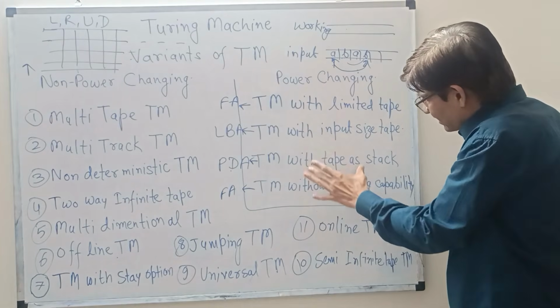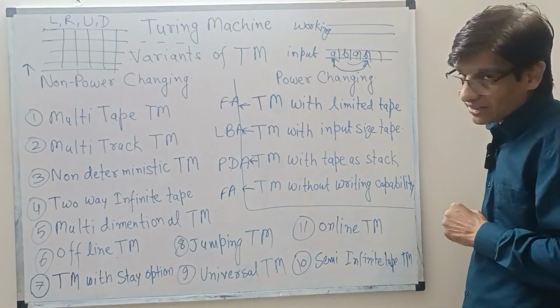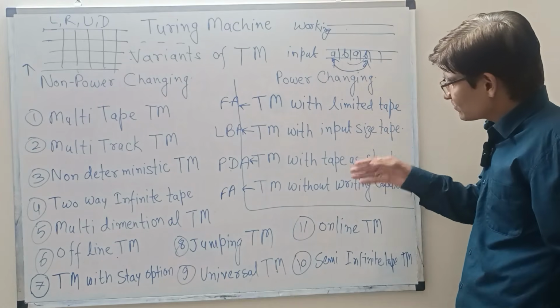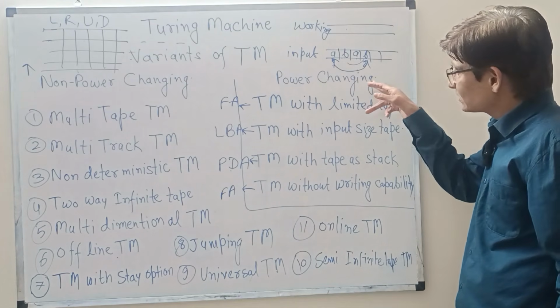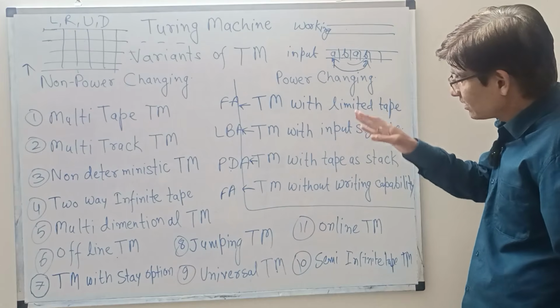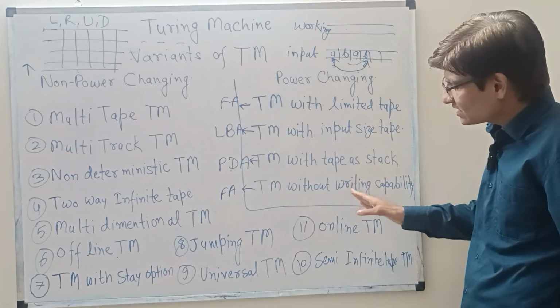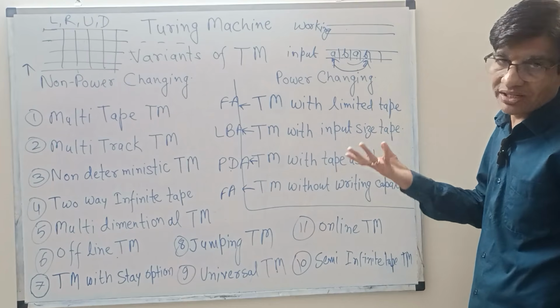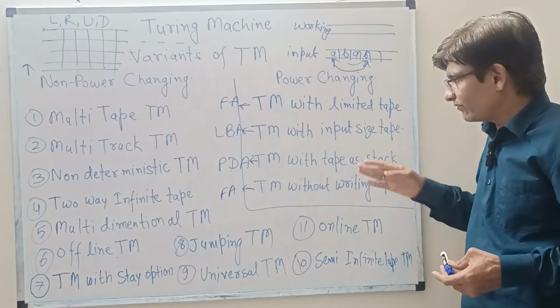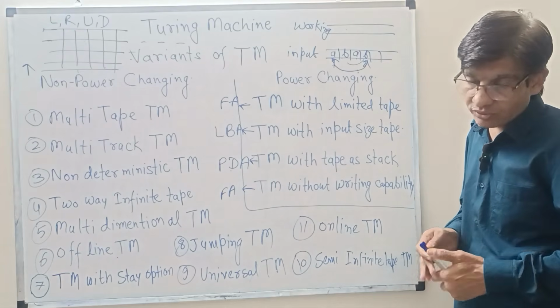So all these variants that we have discussed, four variants, are power reducing variants. I hope it is very clear to all of you.